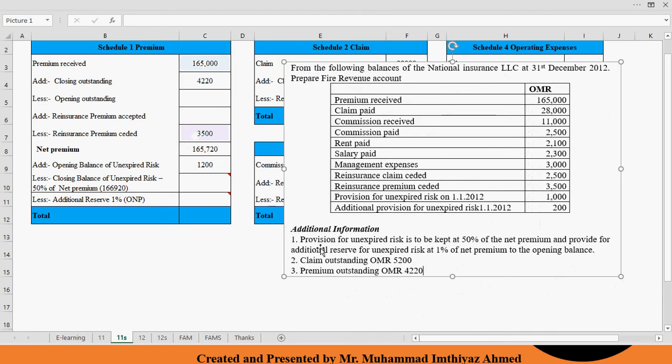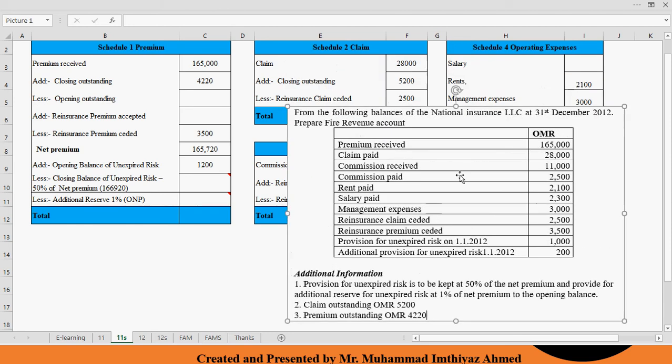Now the additional information number 1, as I'm moving the cursor, you can see: provision for unexpired risk is to be kept at 50% of the net premium, and provide for additional reserve for unexpired risk at 1% of net premium to the opening balance. So first we need to open 50%. Because it is a fire insurance problem, we need to maintain 50%. So how to maintain 50%?